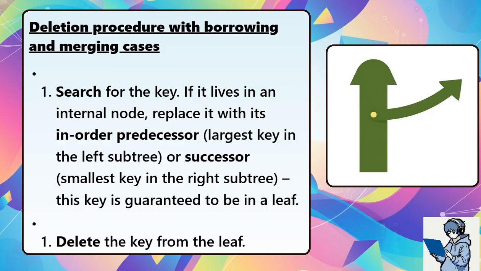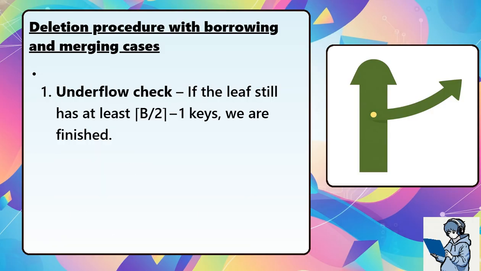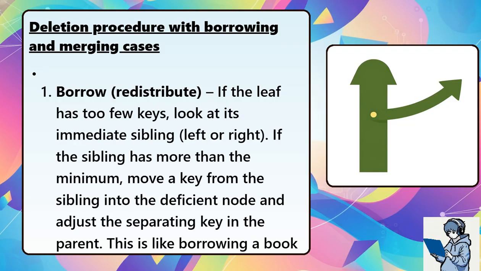Step 2. Delete the key from the leaf. Step 3. Underflow check. If the leaf still has at least ceiling b over 2 minus 1 keys, we are finished. Step 4. Borrow or redistribute. If the leaf has too few keys, look at its immediate sibling on the left or right. If the sibling has more than the minimum, move a key from the sibling into the deficient node and adjust the separating key in the parent. This is like borrowing a book from the neighboring shelf while moving the divider label.